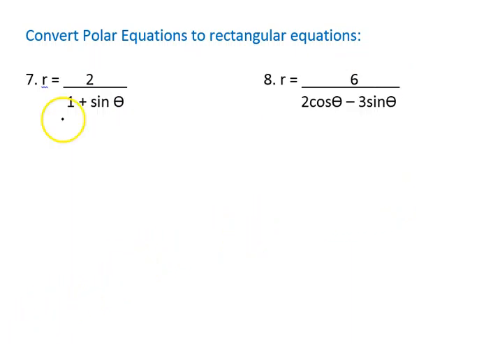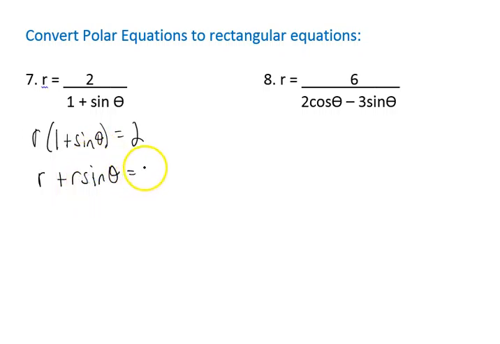Okay, I have 2 more examples here that are a little bit more interesting than those last ones. For this first one, example 7, I'm going to multiply both sides by the denominator 1 plus sine theta. So I have r times 1 plus sine theta equals 2 once those are multiplied and canceled out. And here I want to distribute the r in. So r times 1 is r, r times sine theta is r sine theta, and that again equals 2. Well, r sine theta you know is y, so you're going to have plus y equals 2 here.